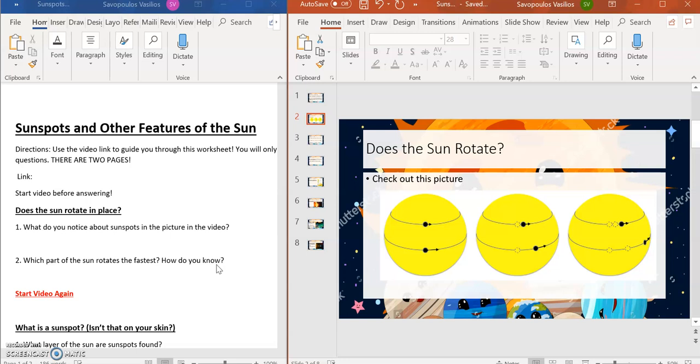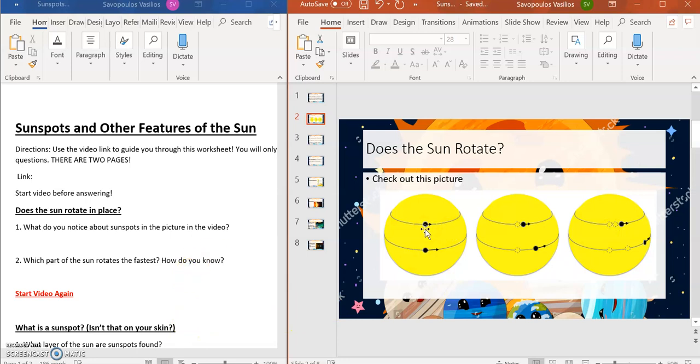Okay, so you should have answered number 1 and 2, and you should now be moving on through the video. If you notice, these are sunspots here, and in this picture you can see that the sunspots are aligned, and then they move one place over, and you can see that the one in the middle has moved a little bit further than the one at the top. And then as they keep moving, you can see the one in the middle has moved a lot further while the one on the top has not.